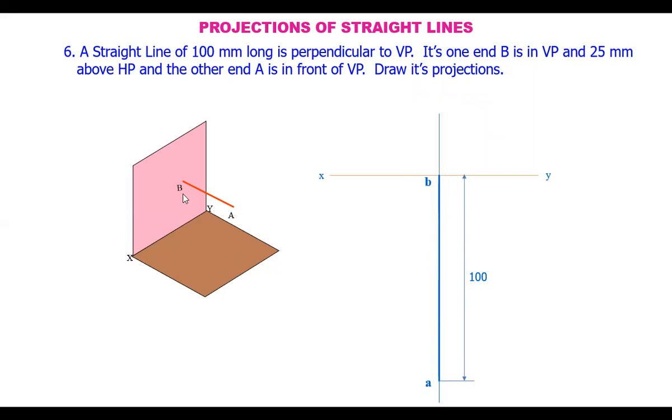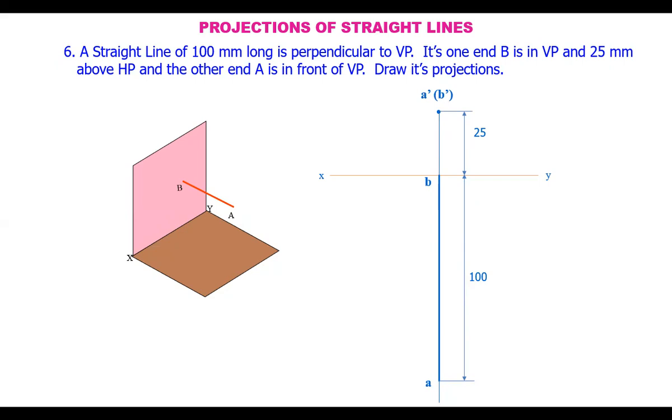Coming to the front view, this point B is given as 25 mm above HP. This distance is given as 25 mm. So from here, mark a point at a height of 25 mm like this, and this point will be the front view of both A as well as B. But A is outside and B should be kept in brackets because B is not visible to the observer.